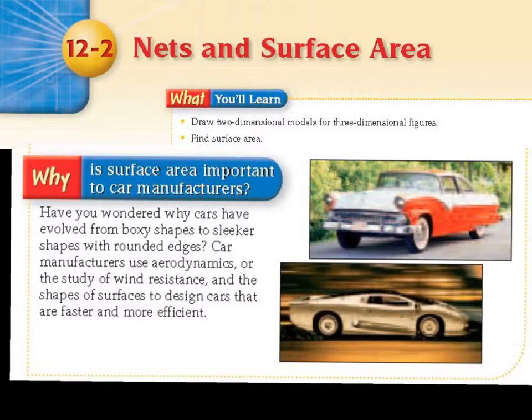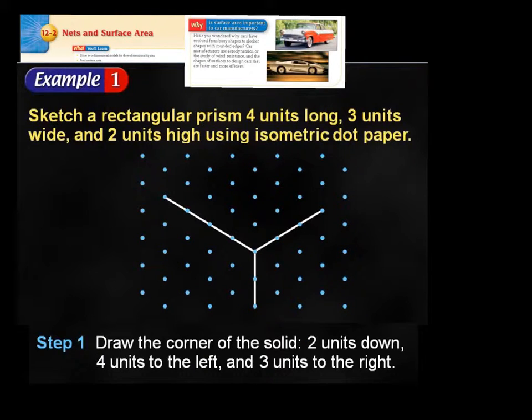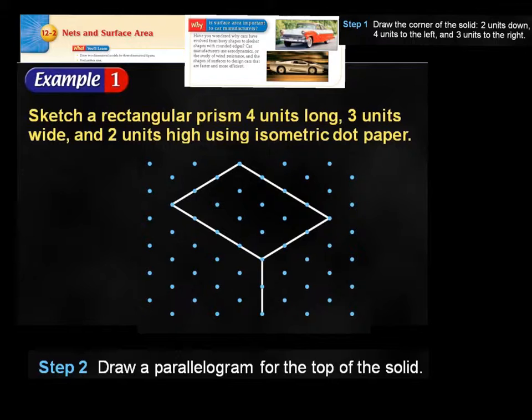faster and more efficient. For our first example, they'd like us to sketch a rectangular prism, 4 units long, 3 units wide, and 2 units high using isometric dot paper. Step 1 is to draw the corner of the solid 2 units down, 4 units to the left, and 3 units to the right. Next, we'll draw a parallelogram for the top of the solid.